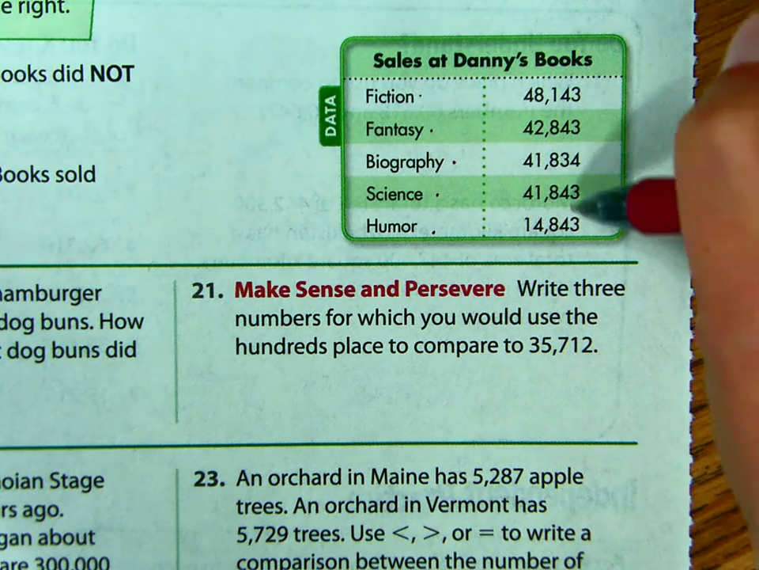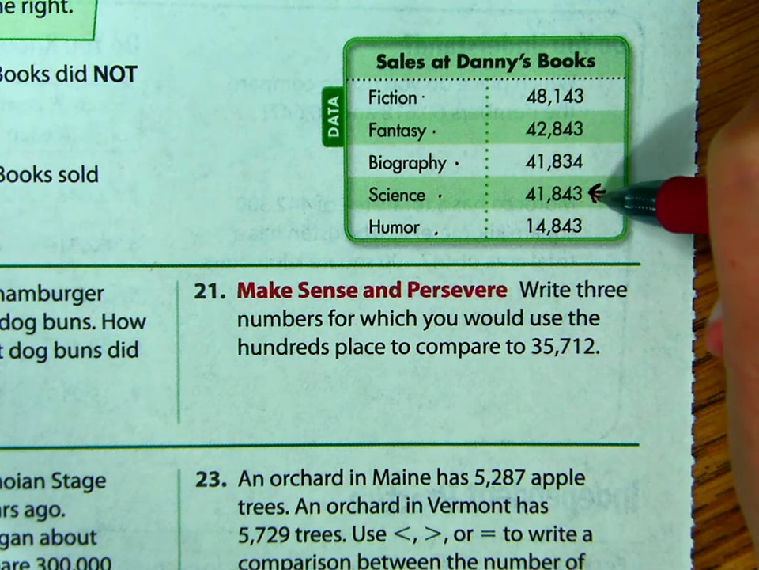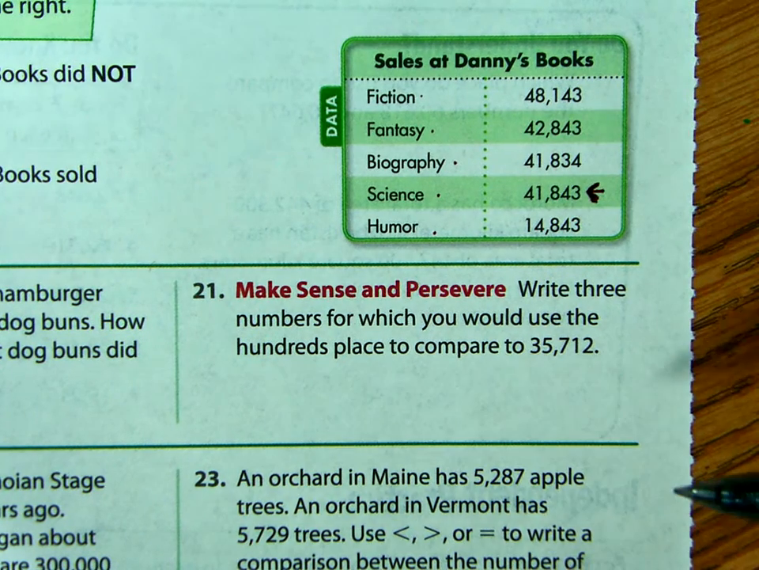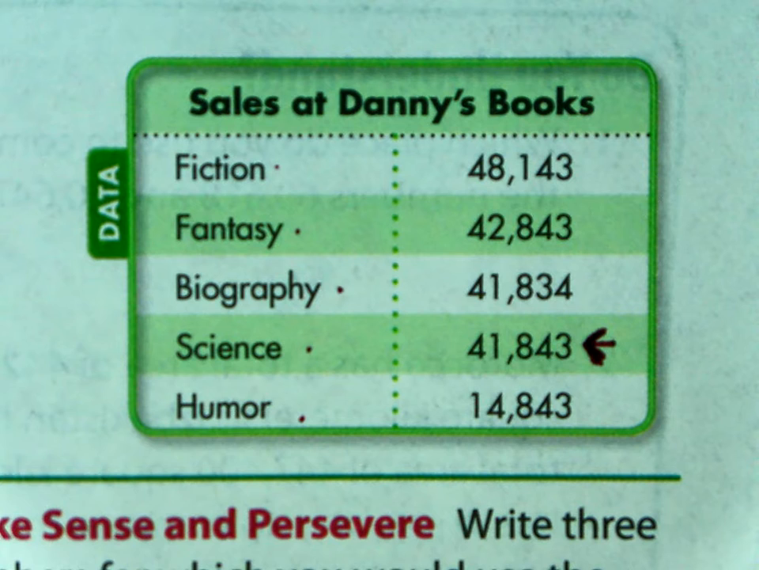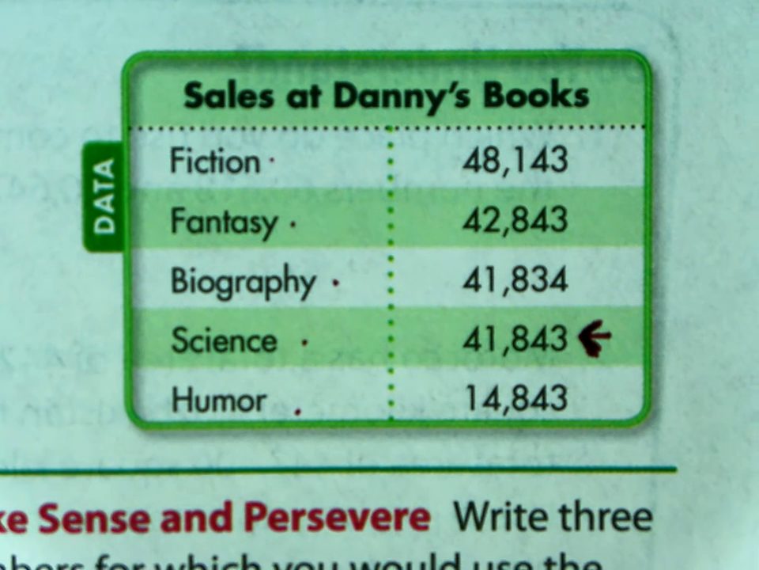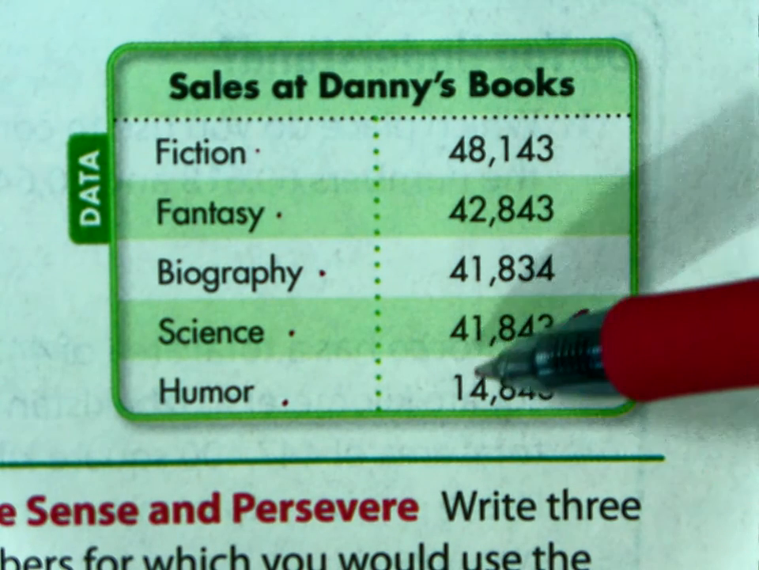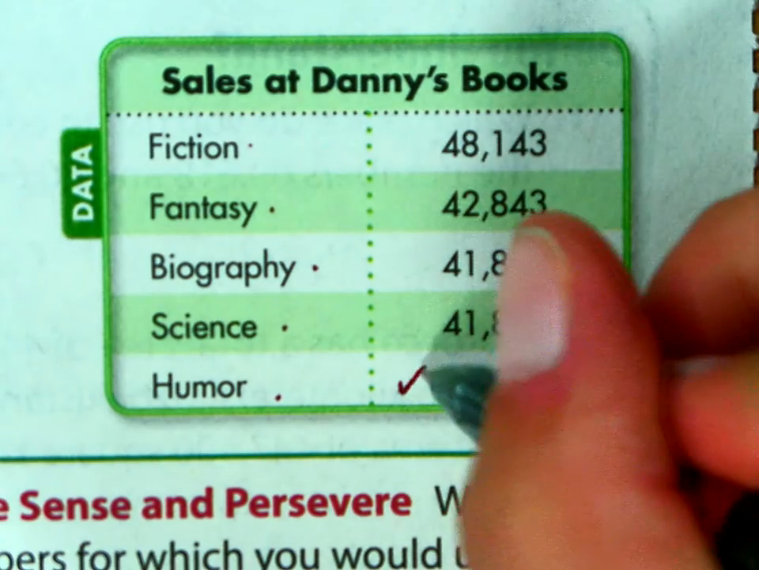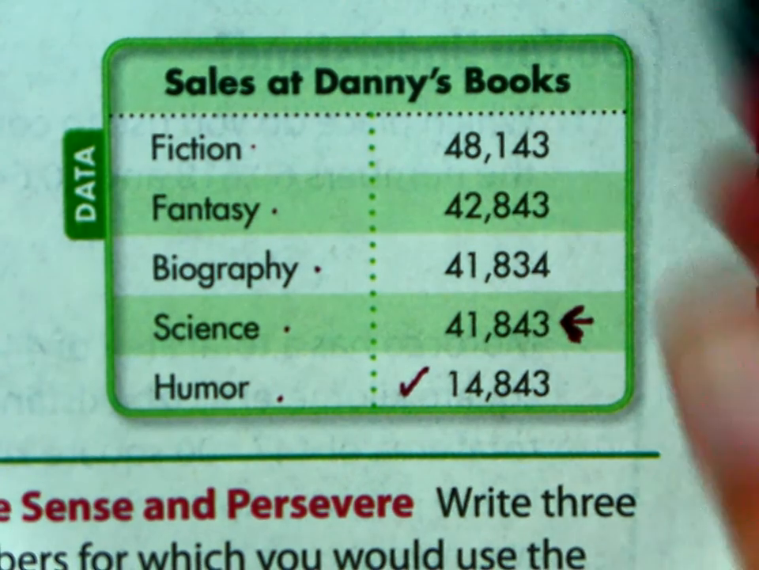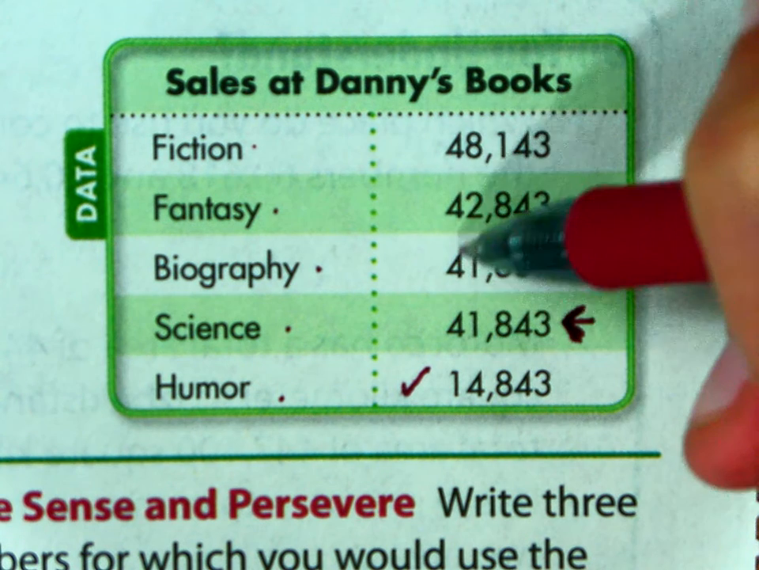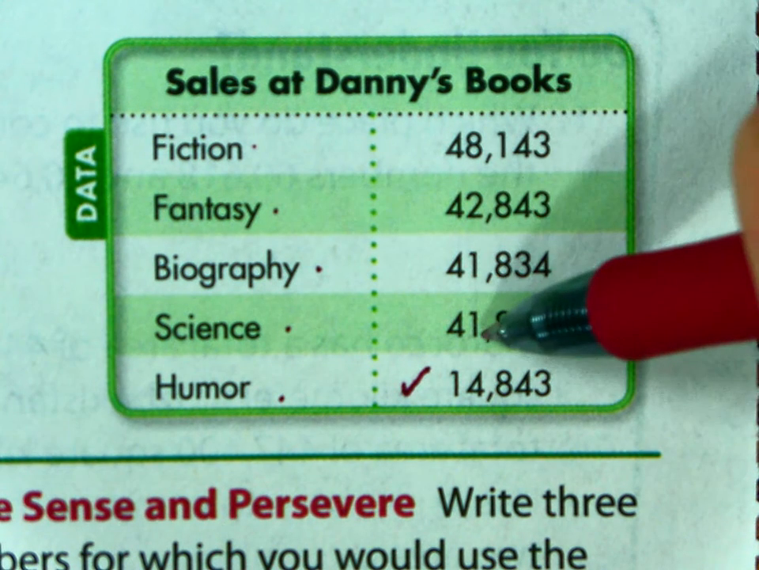Okay, we need to find an amount that is less than this number right here. There could be more than one. I'm not sure yet. So when I look at science, I have a total of 41,843, and I need to find numbers that are less than that. So when I look, right away, our brain should say humor is 1 because I have a 1 in the 10,000s place, so that's obviously less than. And then, let's see, 4, 4, 4. So I'm going to look here. I'm looking for a number that's either a 1 or less than 1.